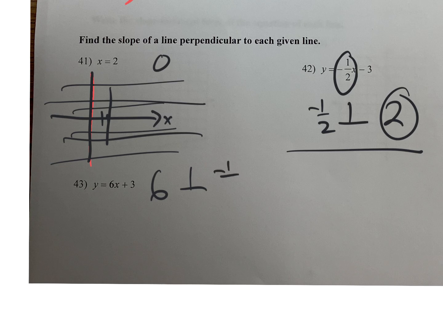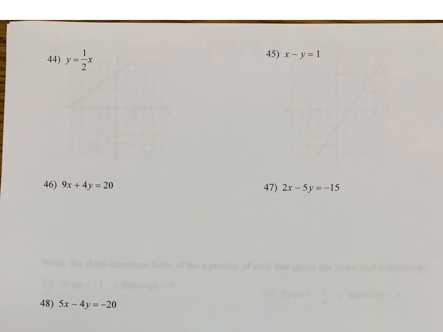Negative 1 over 6. Okay. Next page. Slope is 1/2. What's the perpendicular slope? Everybody. Negative 2. I swear to you, I'm going to give you so much homework if you don't participate.